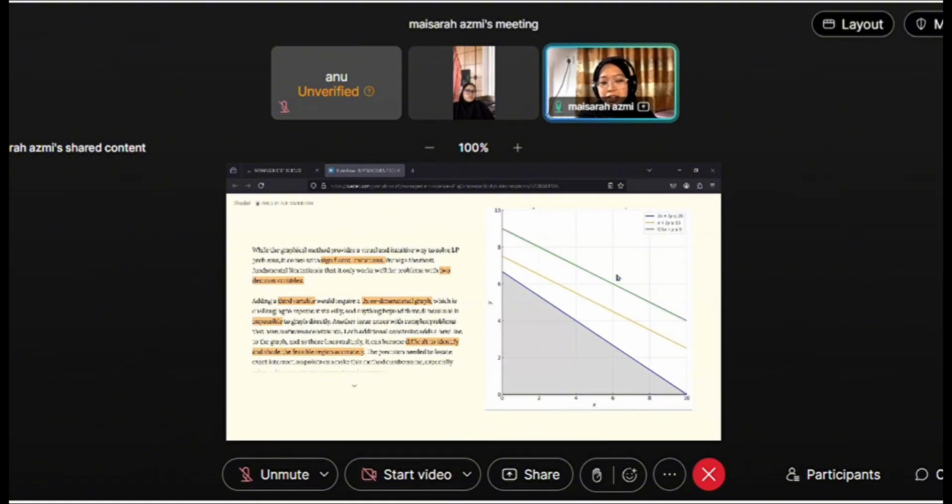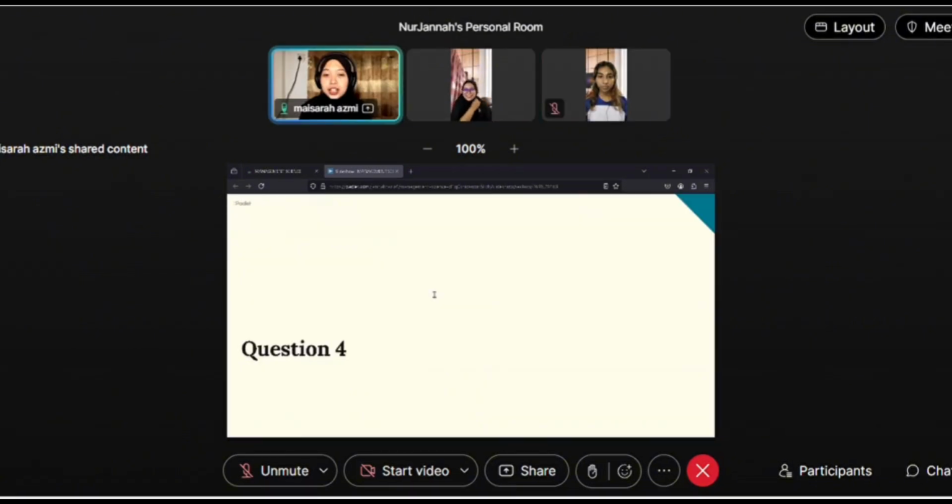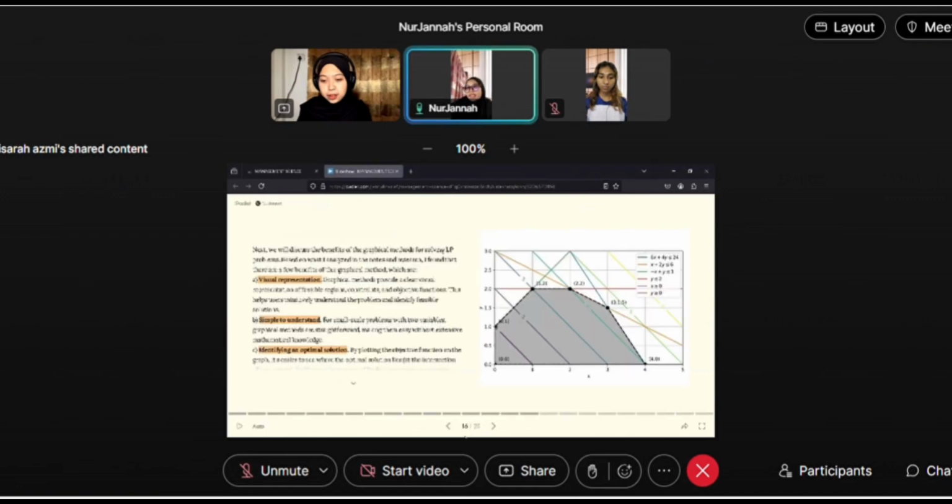Okay, now let's discuss the benefits of the graphical method. Okay, so now it's my turn to explain. Firstly, the first benefit is visual representation. The graphical method provides a clear visualization of the feasible region, its constraints, and the objective function line, and this helps users intuitively understand the problem and identify the feasible solution.